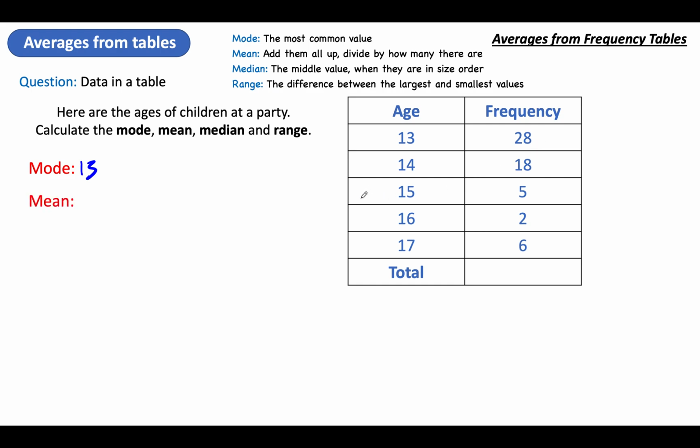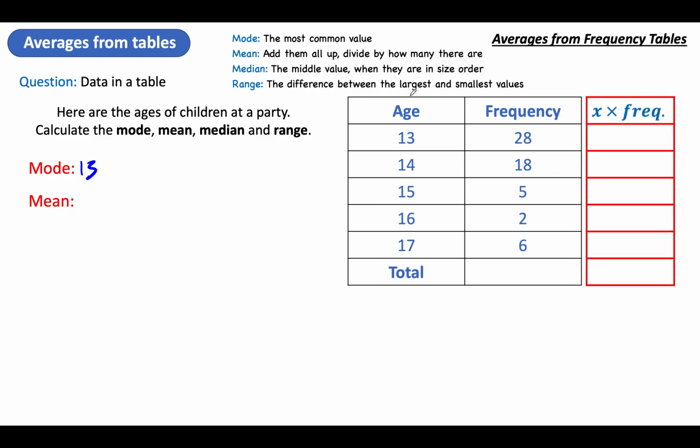The mean, well, we need an extra column. We need to do the category times the frequency. So 13 times by the frequency of 28, which is going to be quite big. That is 364. And then we need 14 lots of 18, which is 252. We need 5 lots of 15, which is 75. 2 lots of 16, which is 32. 6 lots of 17, which is 102.